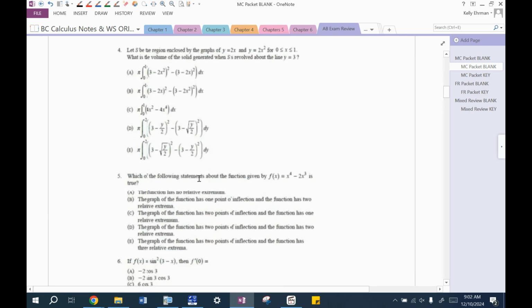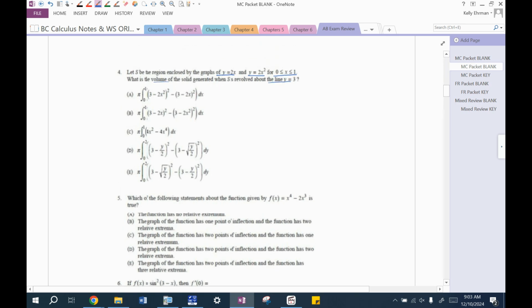For number 4, this says, let S be the region enclosed by the graphs of y equals 2x and y equals 2x squared for 0 to 1. What is the volume of the solid generated when S is revolved about the line y equals 3? So again, we might need to do things without our calculator. For this problem, we're just picking out the correct setup. So we should be able to do this without our calculator, right?